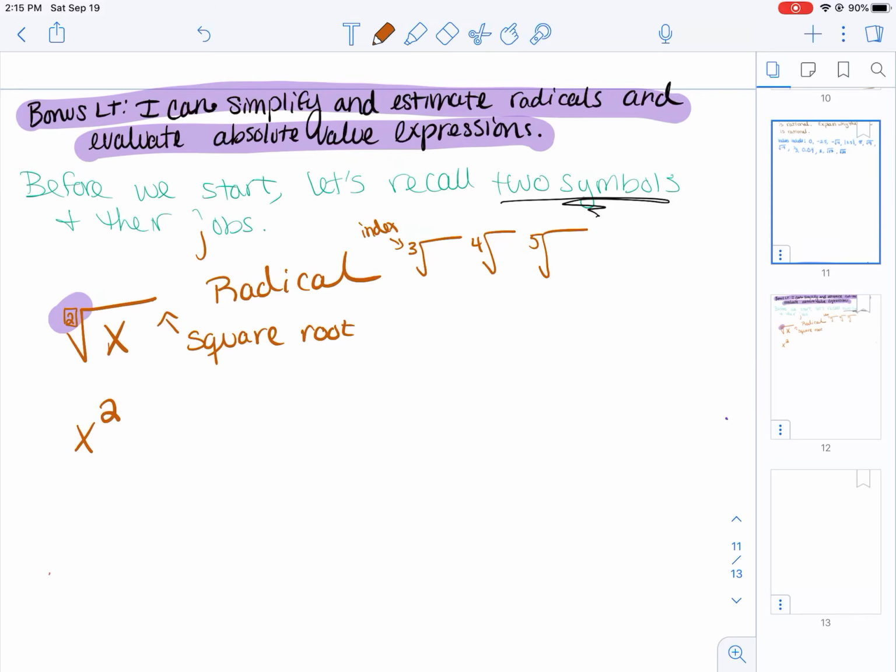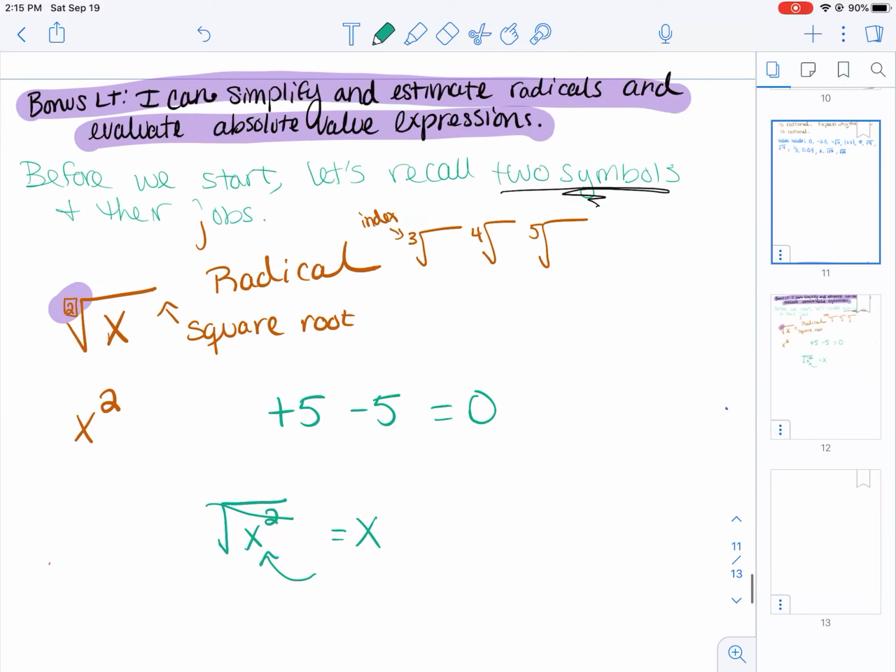When you put those two things together, just like a positive 5 and a minus 5, if you put those together, you would get 0. If you put a square root and something that's squared together, they cancel each other out, and you're just left with the piece underneath, in this case, x. All right? So for our purposes, we're going to need to estimate some radicals here.